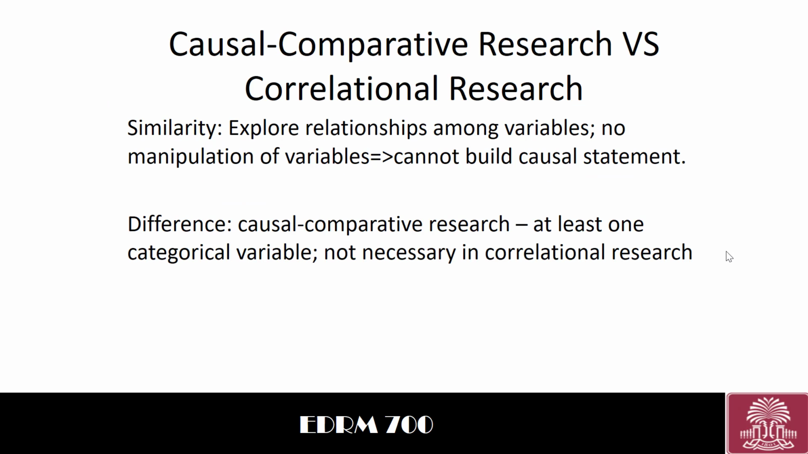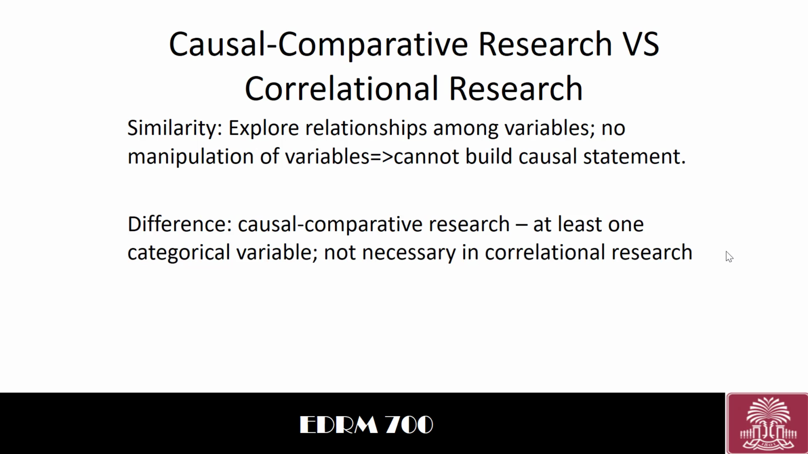So, what are the similarities between causal comparative and correlational research? Both of them are associational research, so they explore relationships among variables. There is no manipulation of variables, so both cannot make causal statements. For instance, we cannot state that gender difference leads to the difference in children's behavioral problems.